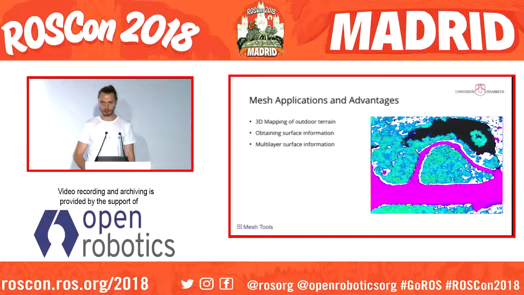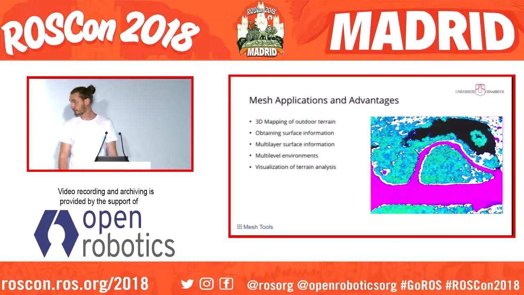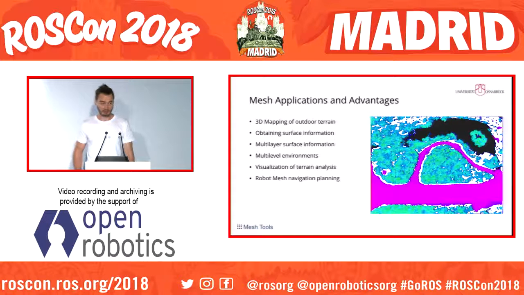If we think about parking garages or underpasses, we can do that directly with meshes. And also, if we look at that picture, the visualization of terrain analysis, like height differences or roughness, is straightforward. We will see that in a minute in an example used for robot mesh navigation planning, where we fuse these levels or layers into one layer on which we then navigate.